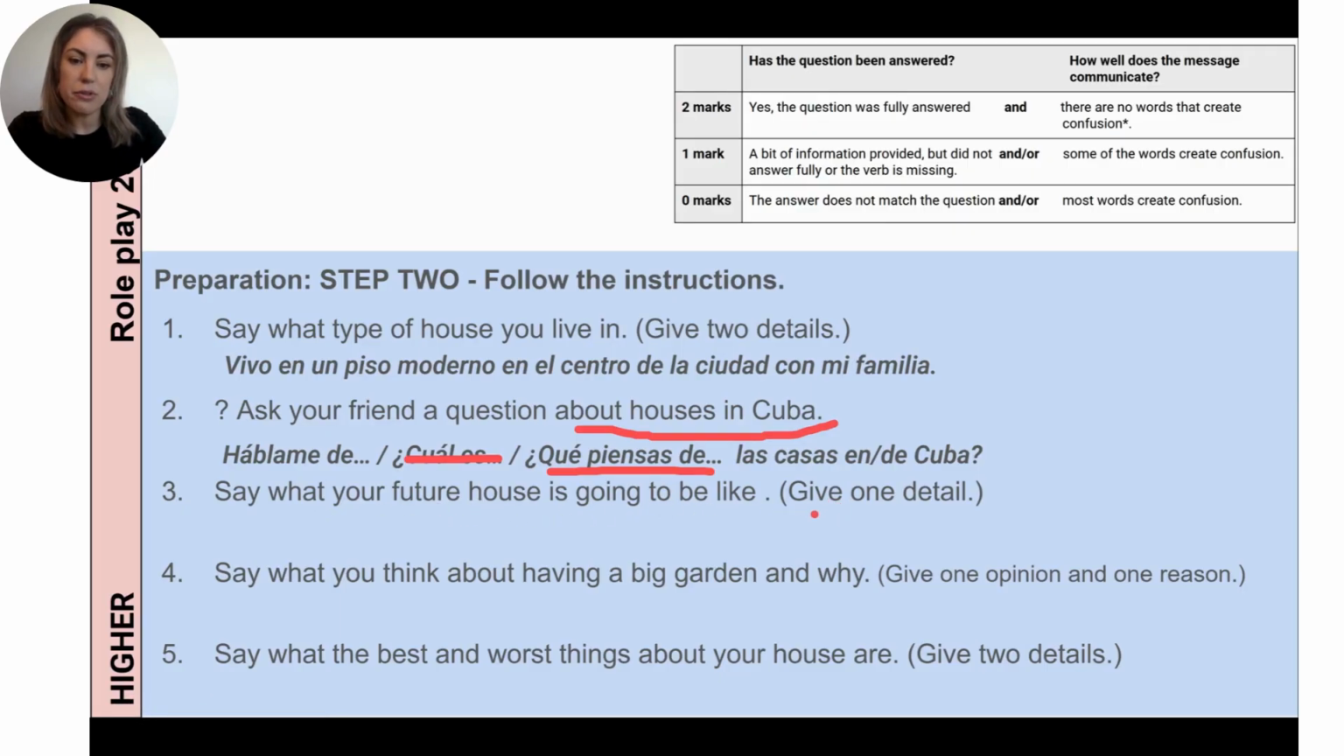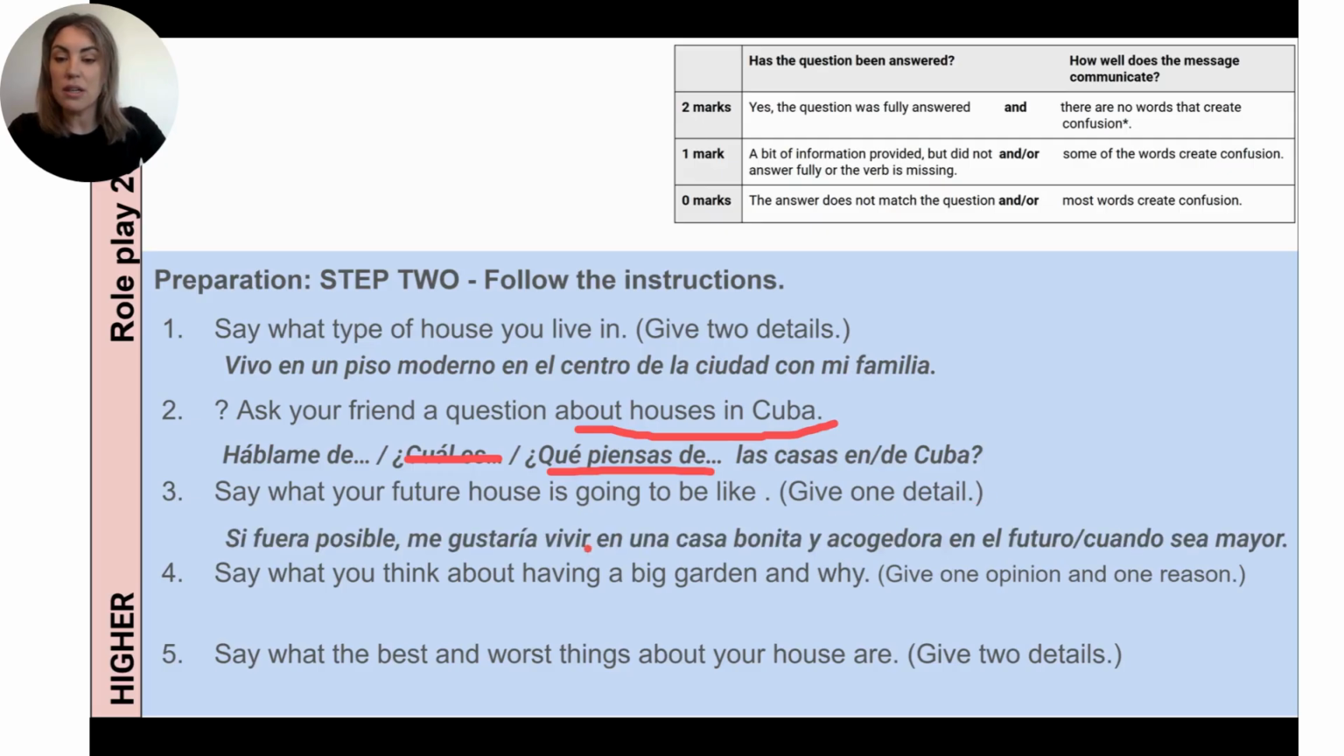So future tense can be "I am going to live" or "I will live in", but something really safe to use because it's only one detail: "If it were possible, I would like to" plus infinitive. So, si fuera posible, me gustaría vivir en una casa bonita, and that would be the end of it.